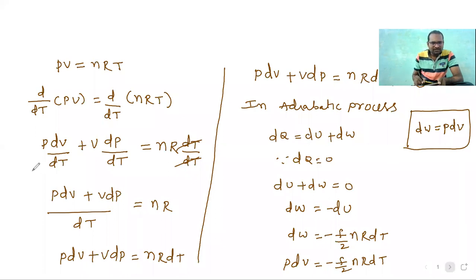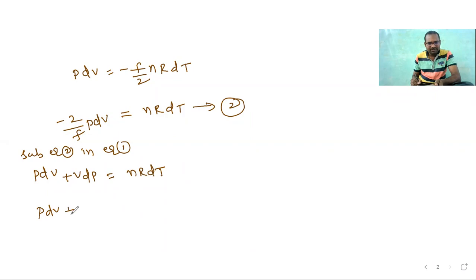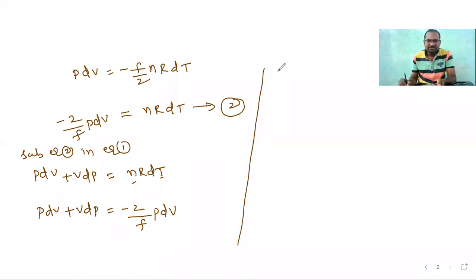What is equation number 1? PdV plus VdP is equal to nR dT. Substitute equation 2 in equation 1. So PdV plus VdP is equal to, what is nR dT here? Minus 2 by f PdV. Send this to that side. What will you get? PdV plus VdP plus 2 by f PdV is equal to 0.